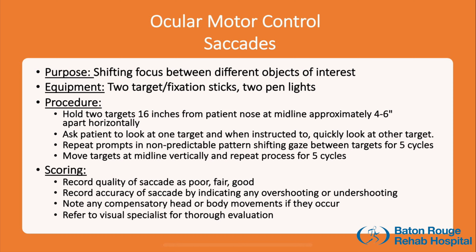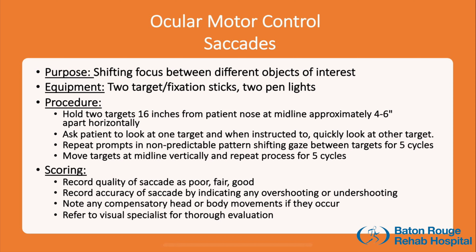When screening for a saccade dysfunction, you will begin by presenting two horizontal targets approximately 4 to 6 inches apart from one another and 16 inches from the patient's face. You will ask the patient to look at one target and, when instructed, quickly look at the other target. You will repeat this in a non-predictable pattern for approximately 5 cycles. You can also repeat this process by placing the two targets vertically at midline.